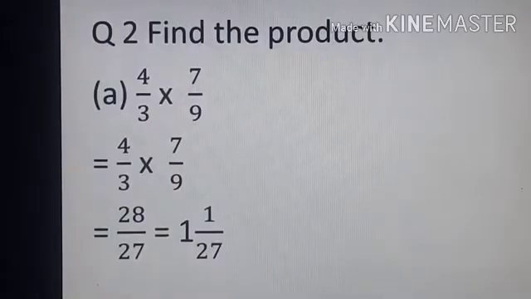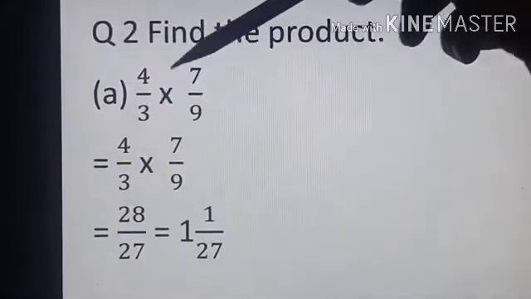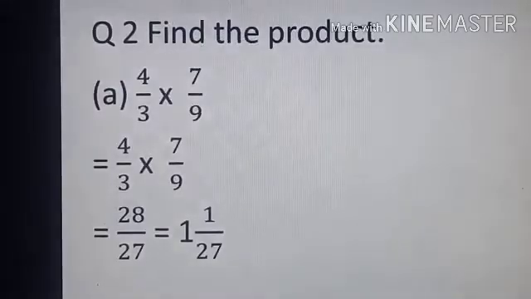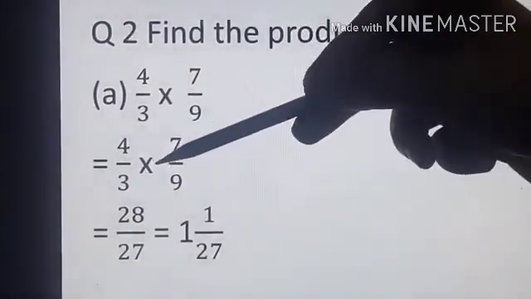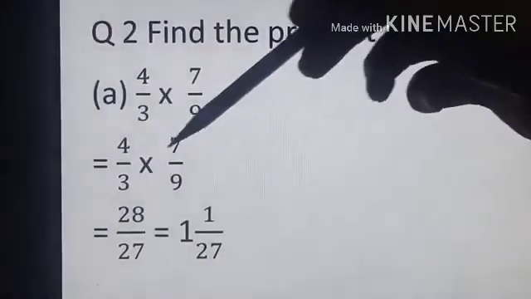Now let's move to our question number 2. Find the product. A part, 4 upon 3 multiplied by 7 upon 9. But these questions are very simple. Only you need to do a little bit of practice. When you start doing the work in your practice notebook, you will solve these parts within minutes. Okay, so do written practice. 4 upon 3 multiplied by 7 upon 9. Now you can see, beta, no cutting is there.